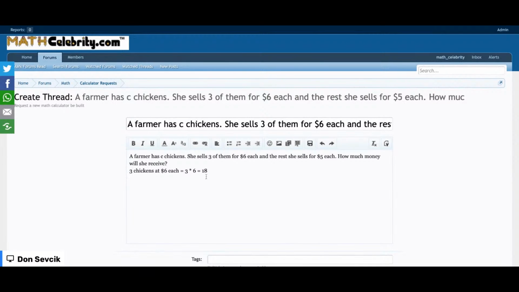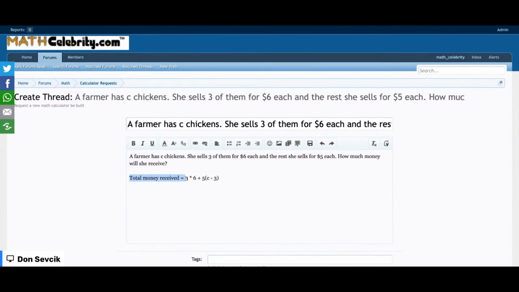So we have total money received equals, I'm going to move this down here, 3 chickens at $6 each, which is 3 times 6, plus 5 times C minus 3. If she sold 3 and she has C, she's got C minus 3 left over to sell at $5.